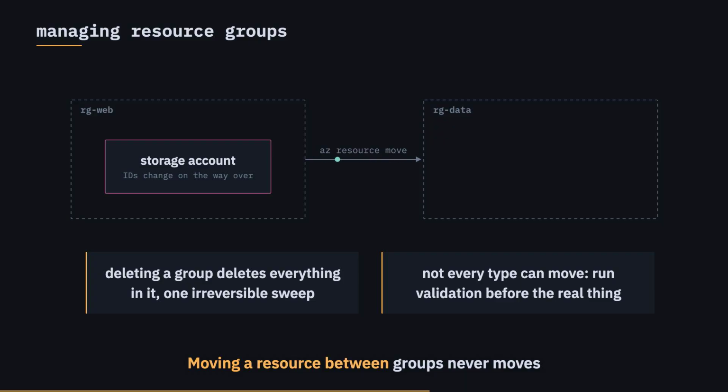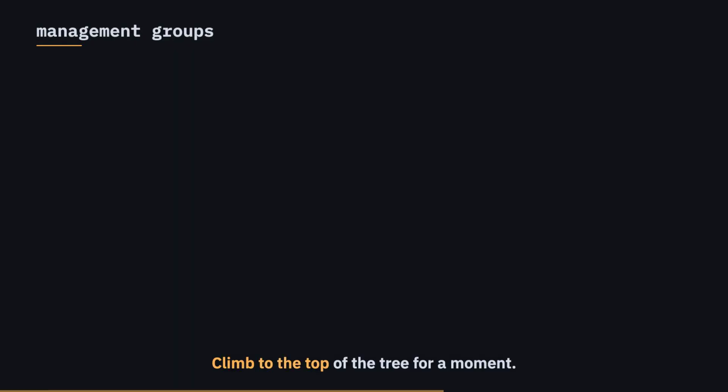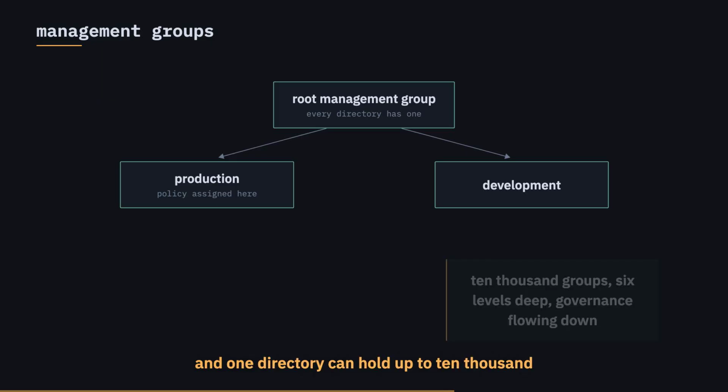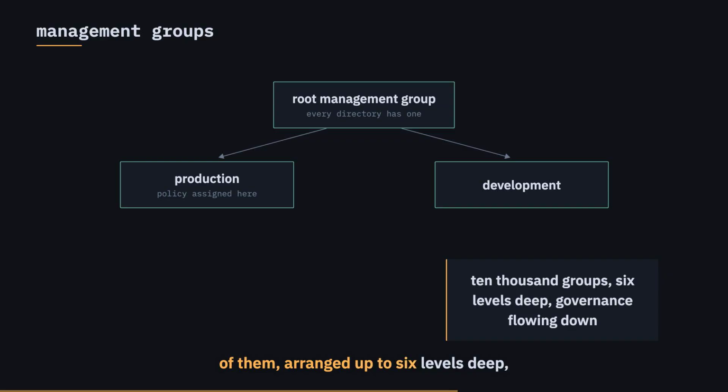Moving a resource between groups never moves it between regions. Relocation to another region is a different, heavier operation. Climb to the top of the tree for a moment. Management groups organize subscriptions, and one directory can hold up to 10,000 of them, arranged up to 6 levels deep, not counting the root at the top or the subscriptions at the bottom.